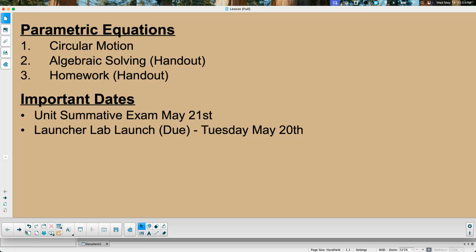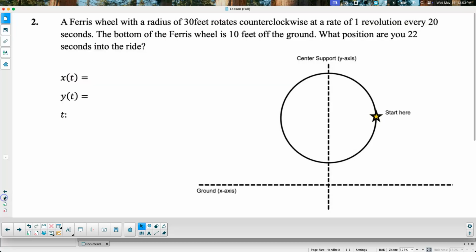All right, let's do this. So we're going to start where we left off yesterday with that Ferris wheel. In one of my classes I got done, in the other class I didn't quite get done. So let's just get done for everyone.